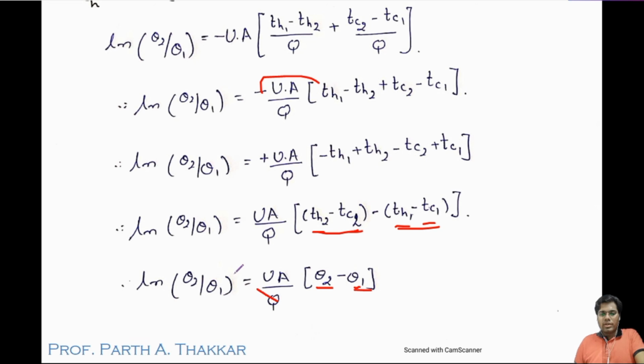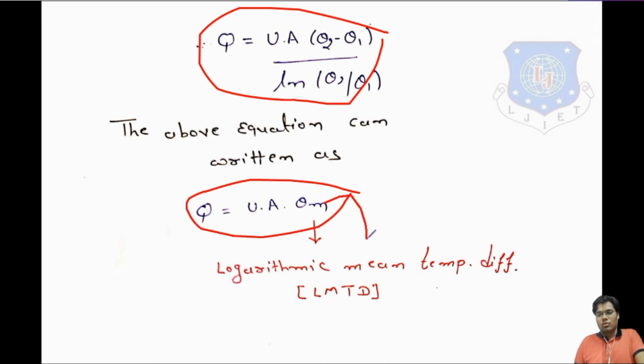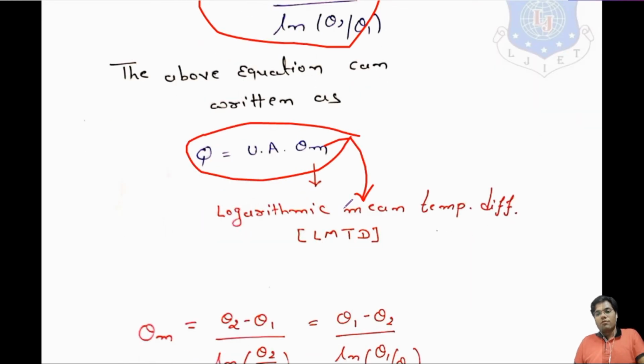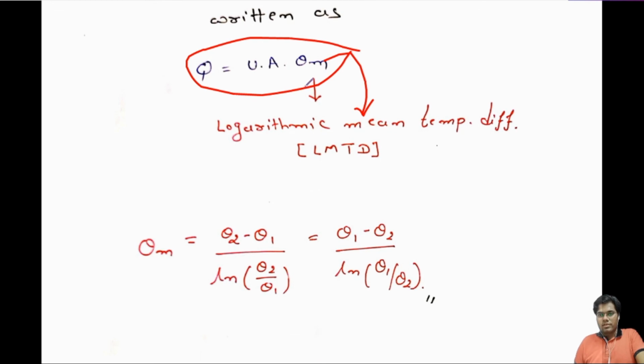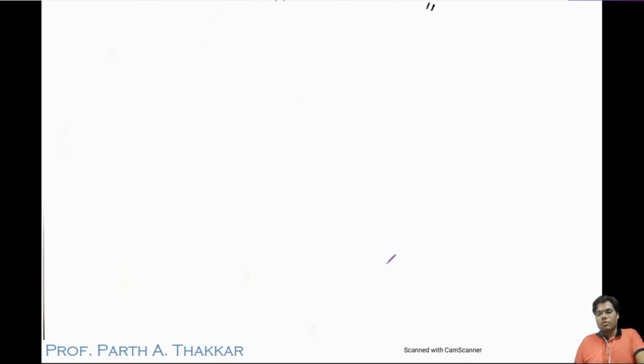Putting Q here and this ln theta 2 by theta 1 here, we will get this equation. Now we can write this equation in this term, where theta m is known as the logarithmic mean temperature difference for the parallel flow heat exchanger. So the equation of theta m, LMTD, for the parallel flow heat exchanger is (theta 2 minus theta 1) upon ln theta 2 by theta 1, or we can write it as (theta 1 minus theta 2) upon ln theta 1 by theta 2. So this is LMTD for the parallel flow heat exchanger.